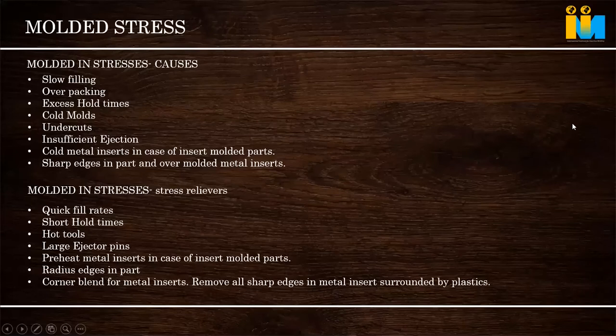Molded-in stress, what are the causes? One is slow filling. And I will tell you, molded-in stress is higher in the case of amorphous plastic. The reason, everybody might have known by now, is simple. We discussed it on the first day: in amorphous plastic the molecules are randomly arranged; it's not a bundle like semi-crystalline. So when we press it highly, it tries to go into that crystalline-type bundle shape, and it doesn't like to stay in that shape.